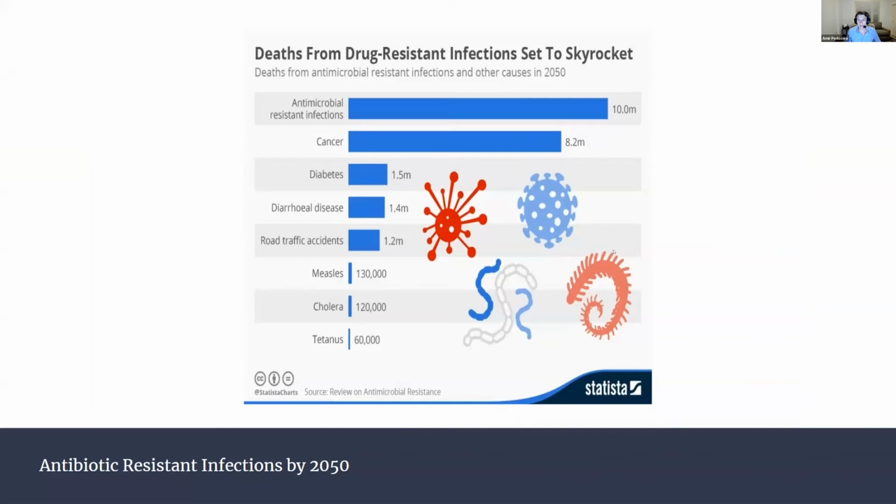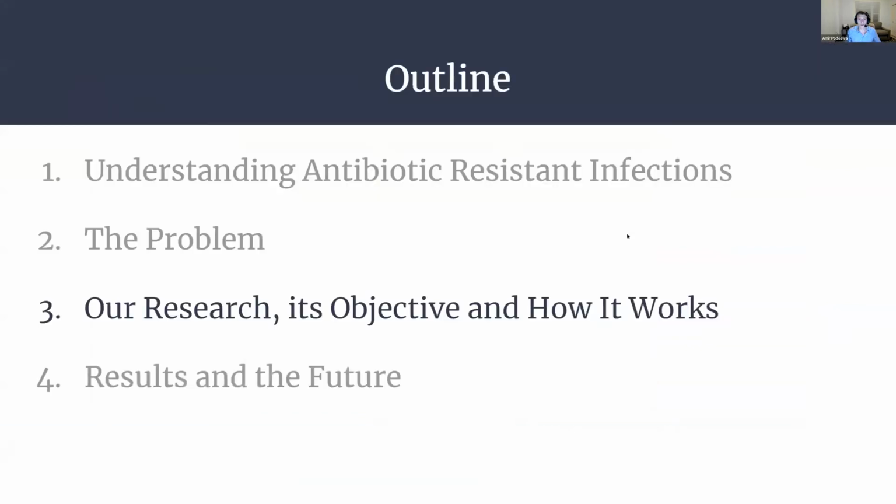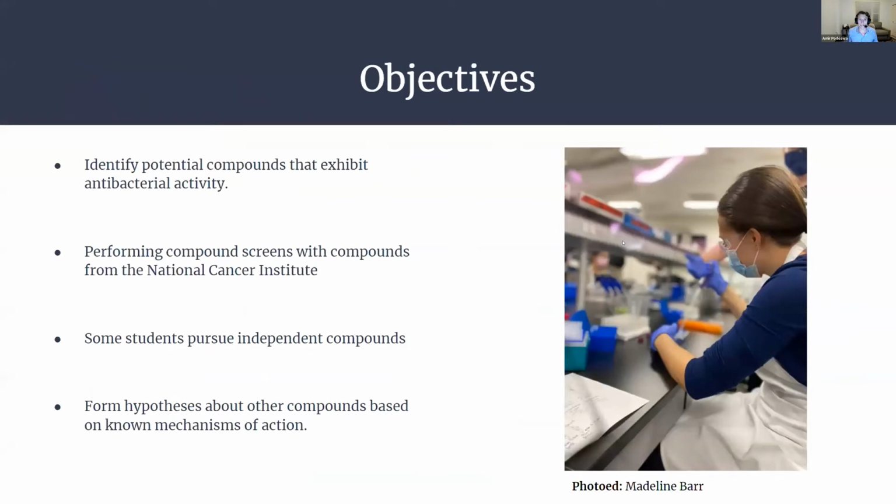That is more than cancer and diabetes combined, which is fairly substantial, right? Which leads us to our research. Our research objectives are to identify potential compounds that exhibit antibacterial activity. This semester, we performed compound screens with over 1,200 compounds that were sent to us from the National Cancer Institute, as well as some students pursued independent compounds that they had previously perceived to have antibiotic or antimicrobial activity. What this allows us to do is form hypotheses about other compounds based on their known mechanisms of action.